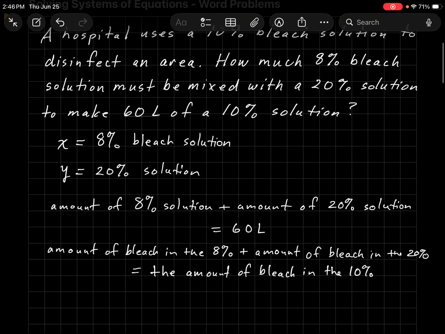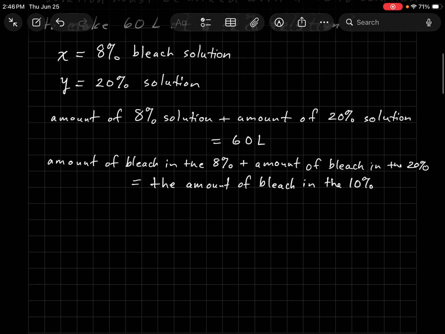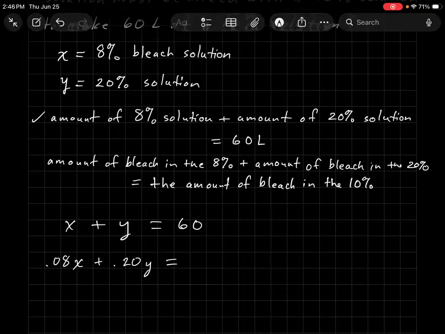So given this, and how I define X and Y, I can write 2 equations. The first equation gives me X, the amount of 8% solution, plus Y, the amount of 20% solution, equals 60 liters, or simply 60. Now, how much bleach is in the 8% solution? Well, I have 0.08 times how much of that solution I have, and then 0.20 times how much of that solution I have, so 0.08x plus 0.20y equals the amount of bleach, 10%, of the total amount of solution.